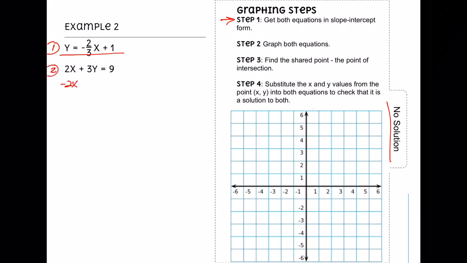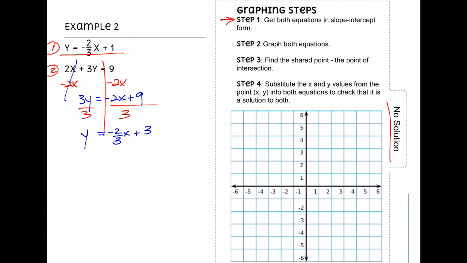Let's subtract 2x from both sides so that we can isolate y. That'll give us 3y equals negative 2x plus 9. Now we have to divide both sides by 3. And that will give us 1y equals negative 2/3 x plus 9 divided by 3 is 3. So this is our new equation number 2.